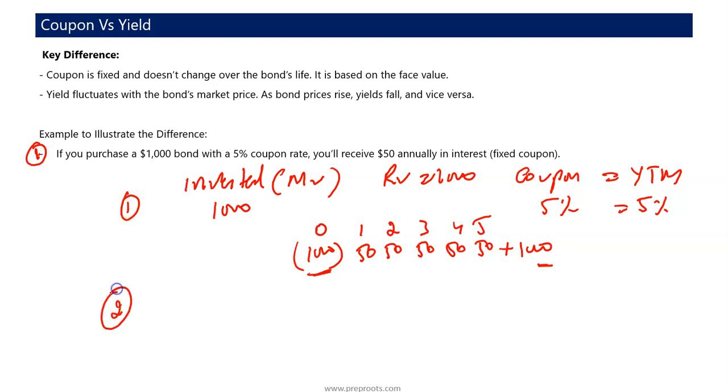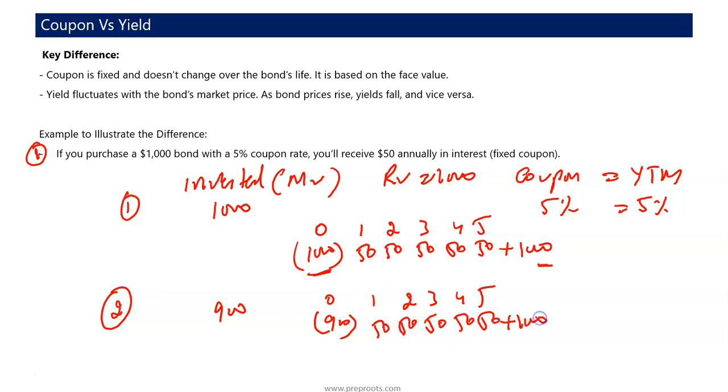Second case, if you have invested 900 and you are getting 1,000 at the end. So here YTM would be higher than coupon. Why? Coupon is 50. But YTM will be 5% plus this capital gain.